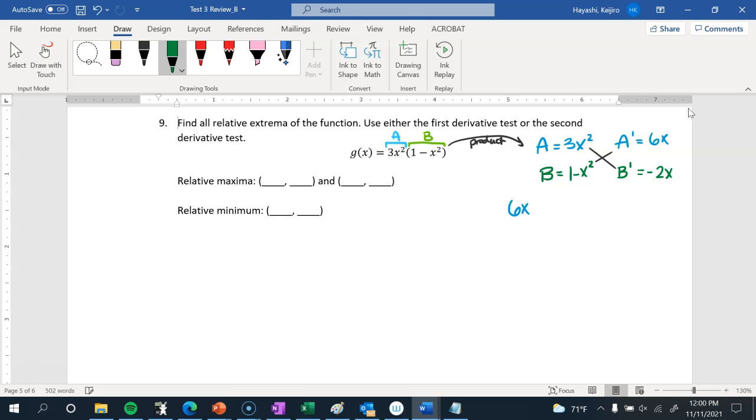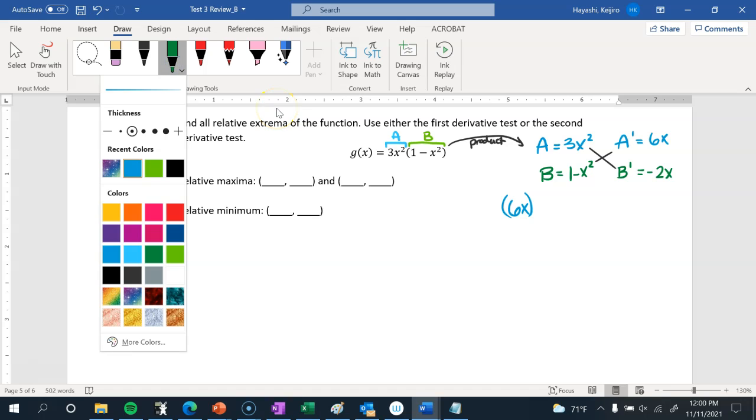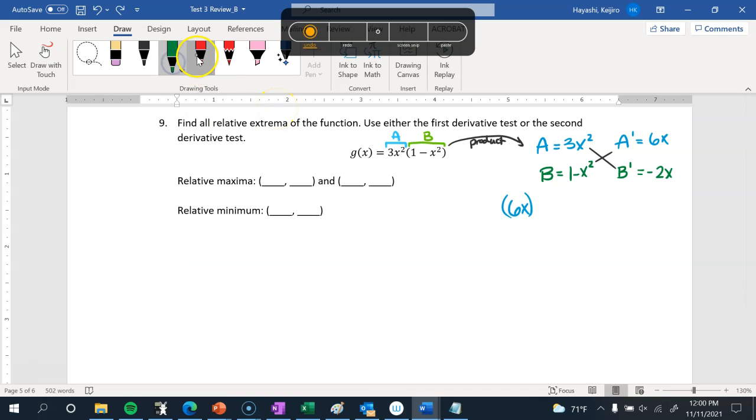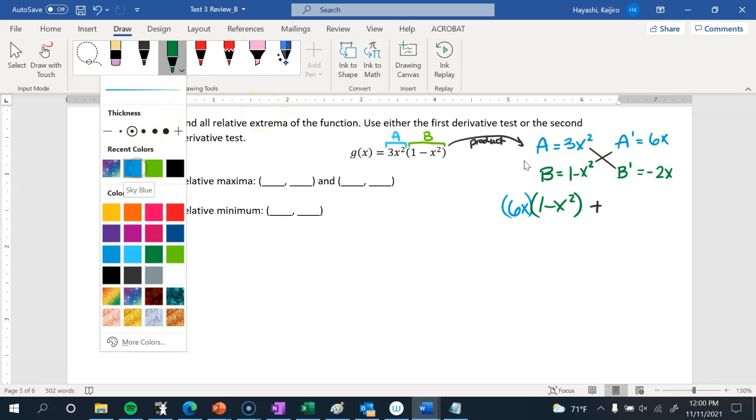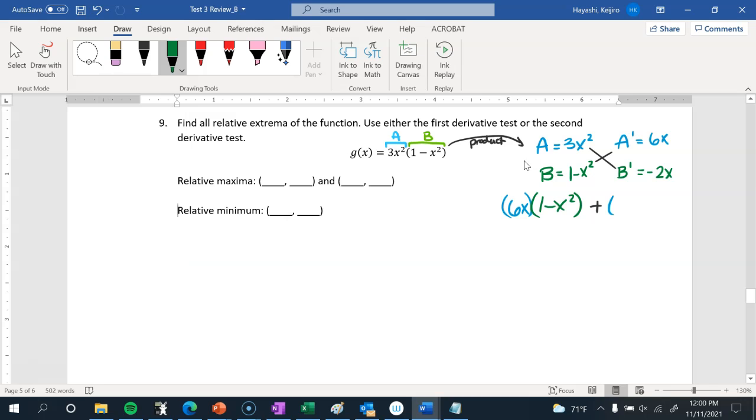Okay. So 6x times 1 minus x squared plus, say, 3x squared times negative 2x. And so this is what g prime is going to be.